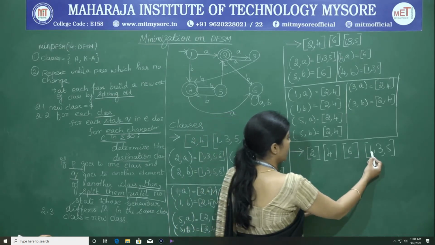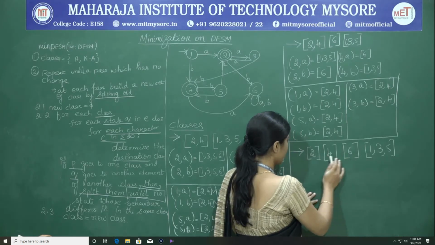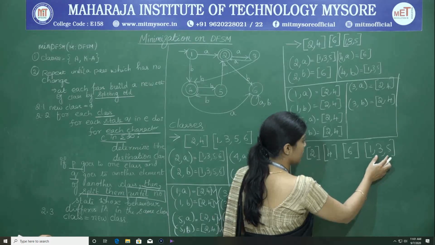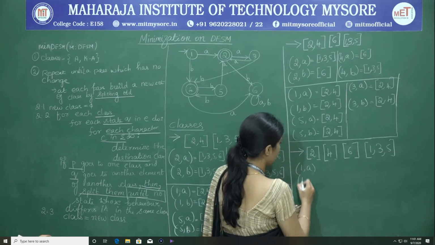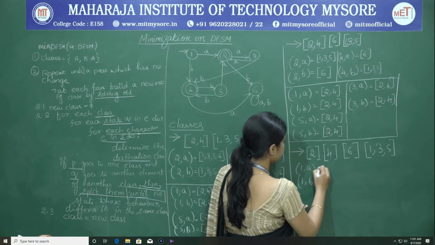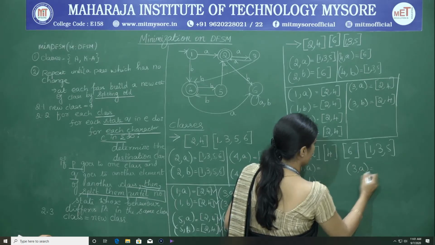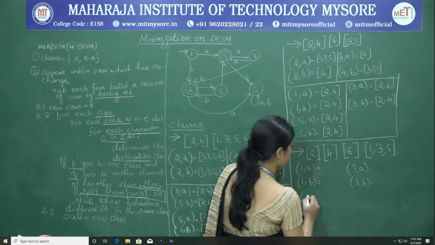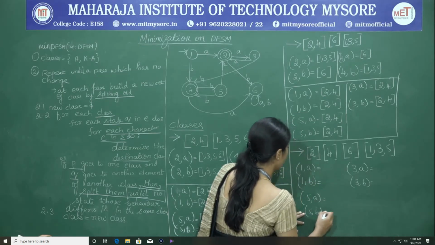Next, we have to again pick up 1, 3, 5 because all of these have got single states. Here 1, 3, 5 has to be again checked if a further split is possible. So we are going to say 1 comma A, then 1 comma B, next 3 comma A, then 3 comma B, next we have 5 on A and 5 on B.